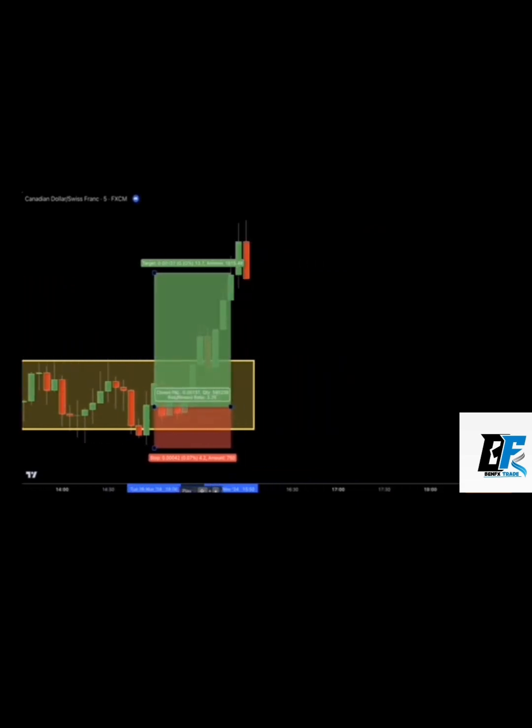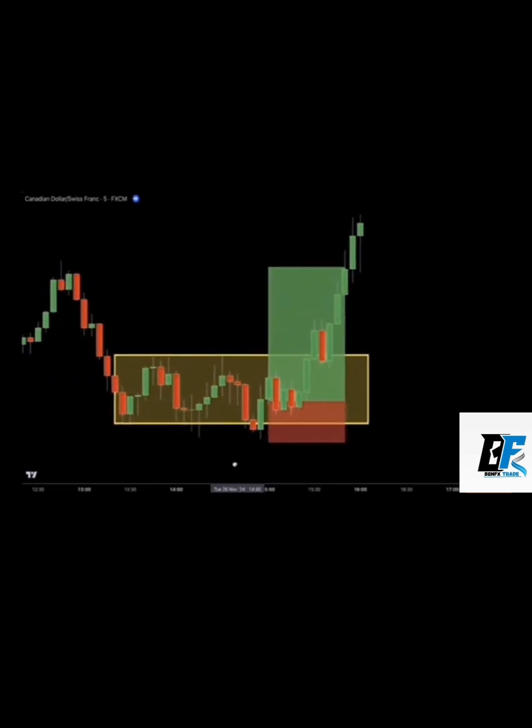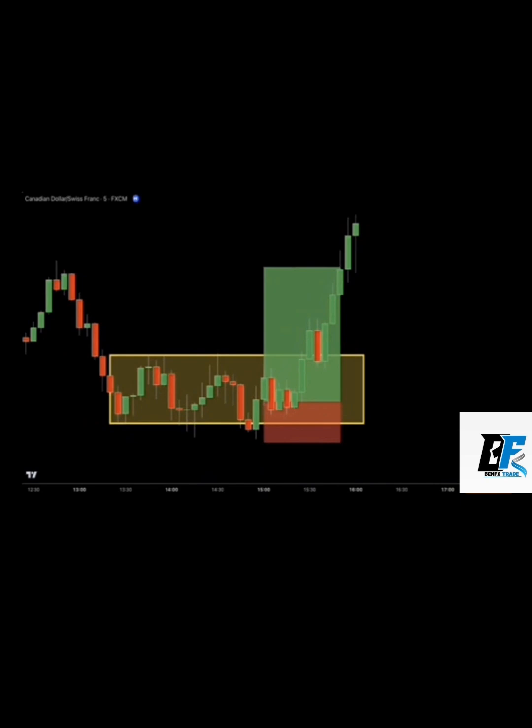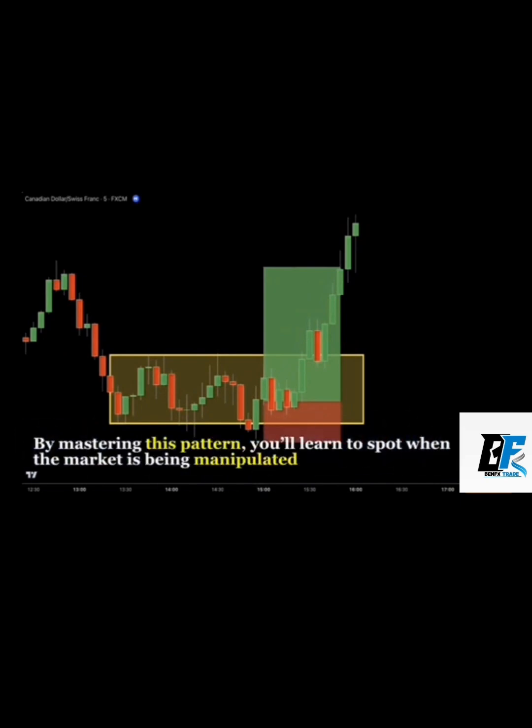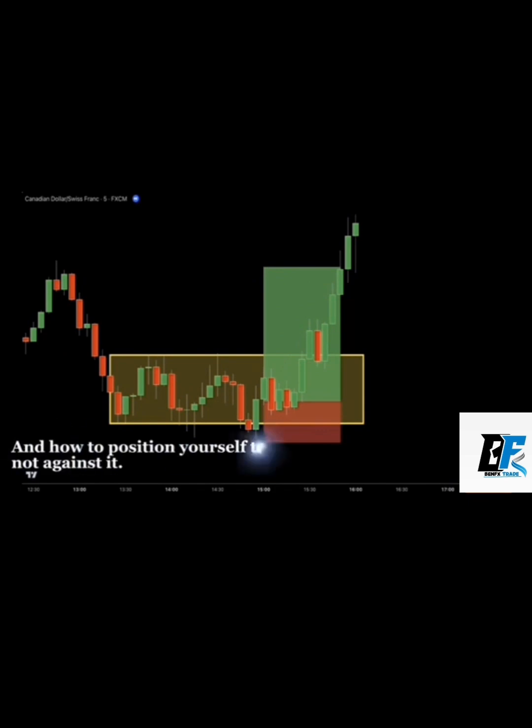This is the acceleration phase, or markup, where smart money drives price higher after trapping sellers. By mastering this pattern, you'll learn to spot when the market is being manipulated and how to position yourself to trade with the smart money, not against it.